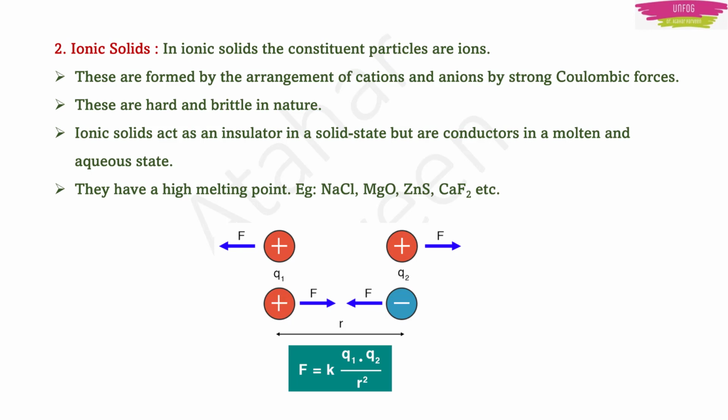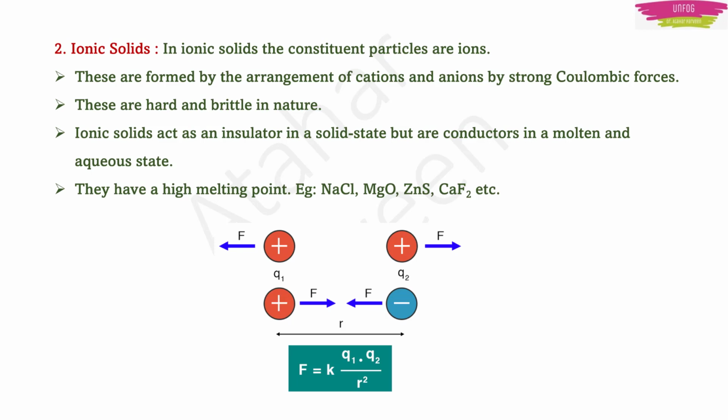And what is the value of that Coulombic force between the cation and anion? It will be K into Q1 into Q2 upon R square, where Q1 is the charge of one ion, Q2 is the charge of the other ion, and R is the distance between these two ions. K is the Coulomb constant. Basically, this Coulomb force is directly proportional to the product of the charges of the two ions, and inversely proportional to the square of the distance between them.